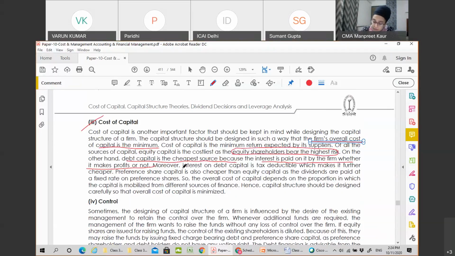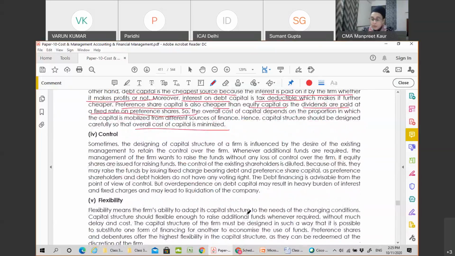Moreover, interest on debt is tax deductible, which makes it further cheaper. So, preference share capital is also cheaper than the equity capital as the dividends are paid at a fixed percentage. So, we have to design the capital structure very carefully so that our overall cost of capital will get minimized. This is the whole scenario of the cost of capital.